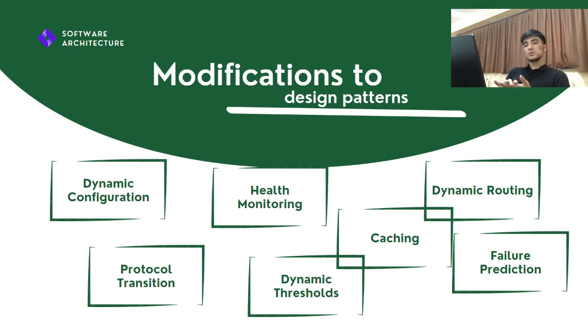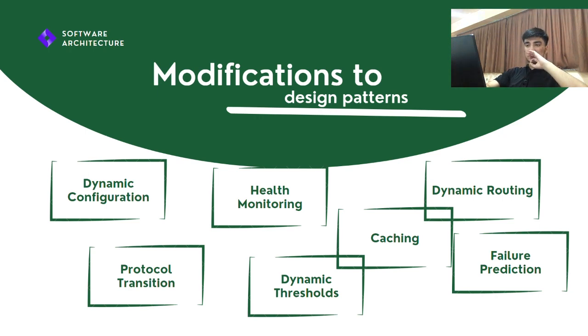What about failure prediction? Enhancing the circuit breaker with failure prediction capabilities enables it to anticipate service failures before they occur. By analyzing historical service and performance data and identifying patterns indicative of impending failure, the circuit breaker can preemptively trip and prevent requests from reaching the deteriorating services, therefore minimizing impact on system availability.